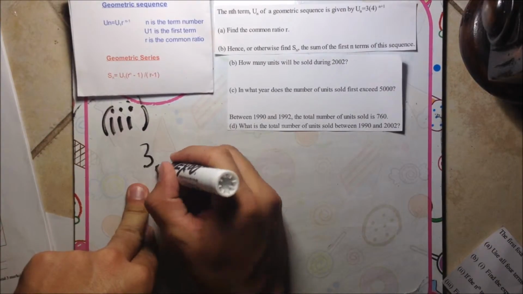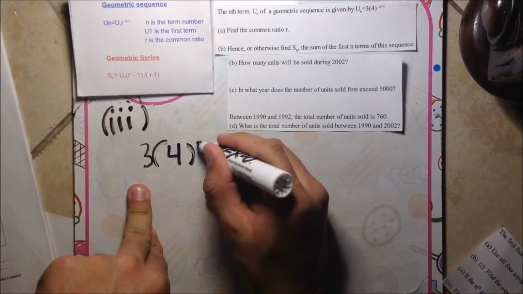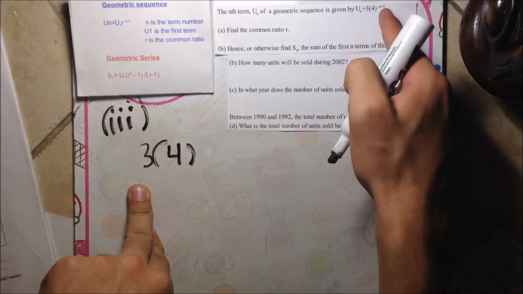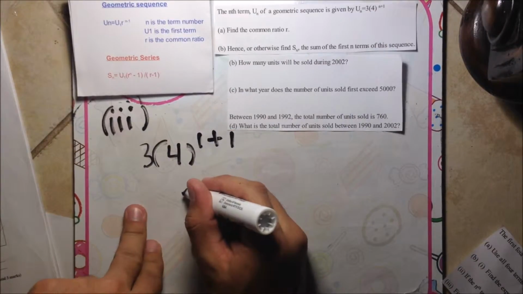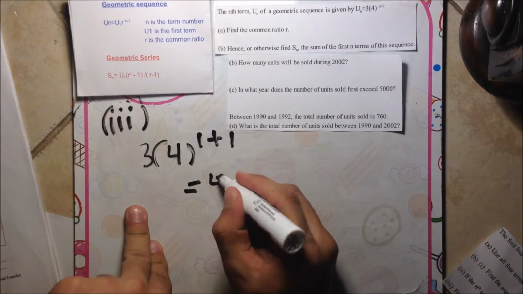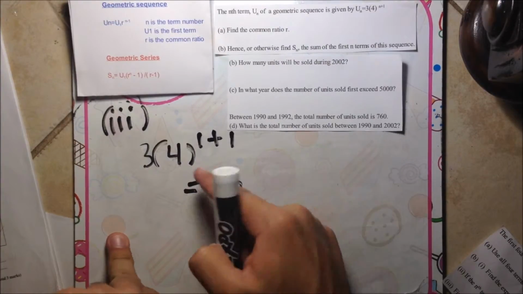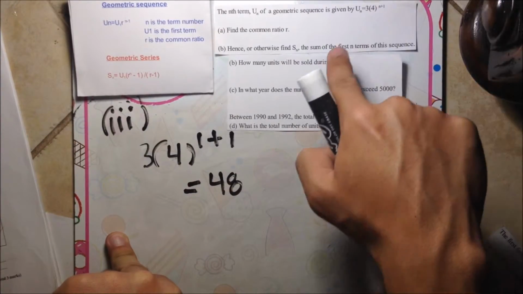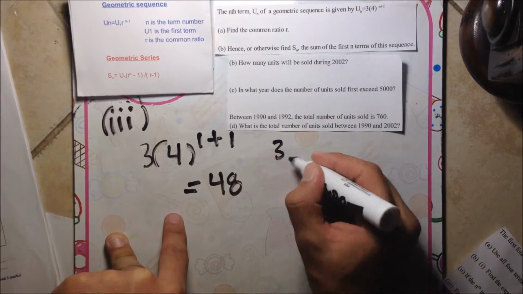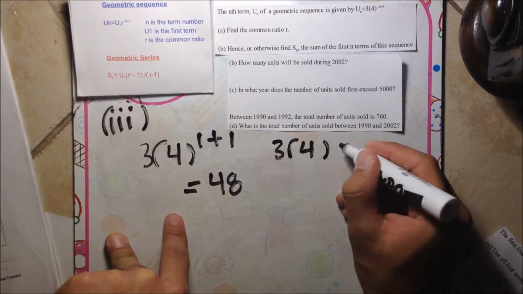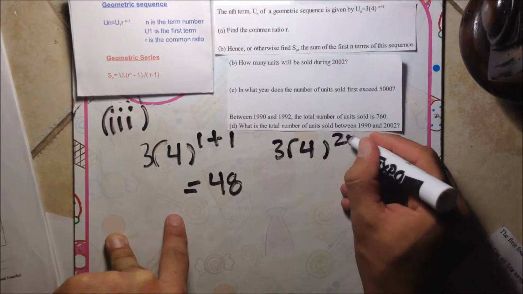So we have 3 times 4 to the power of n plus 1. In this case, we're going to use n as 1, so 1 plus 1, and then we're going to solve for this. Solving for this gives us 48. Now we're going to do the same thing, but substituting in a different number than the one we used before. So in this case, we're going to use 2. So 3 times 4 to the power of 2 plus 1.